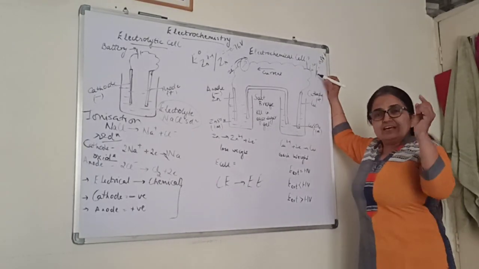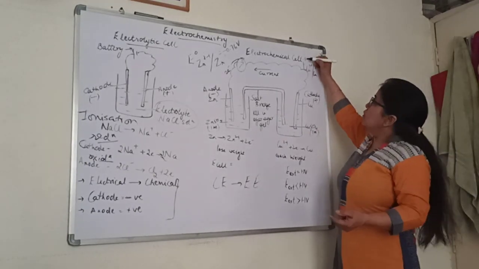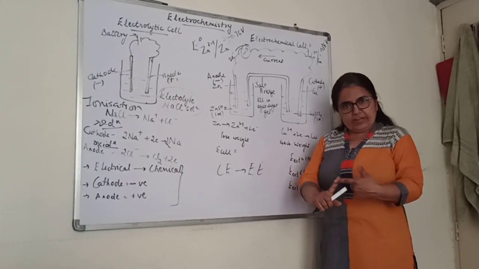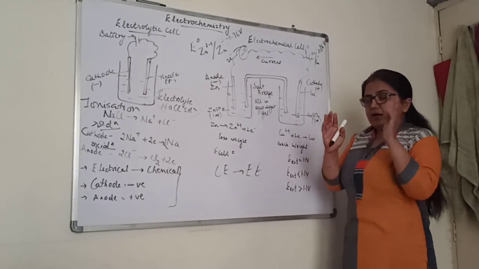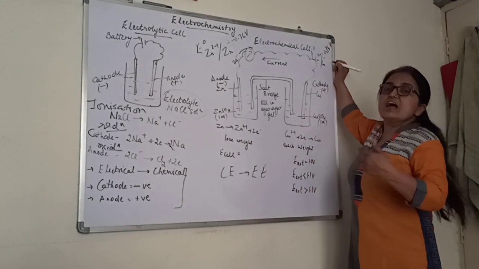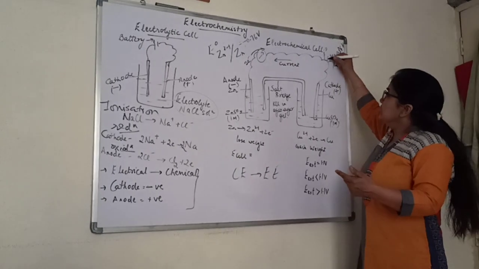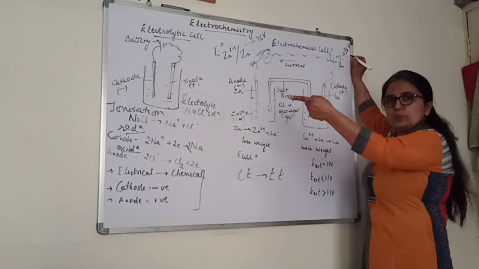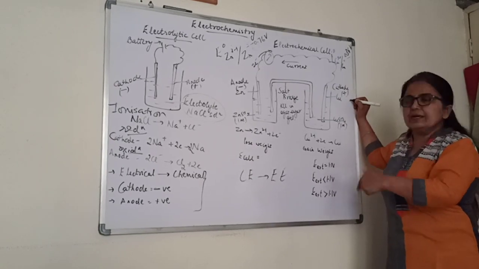How do we read this? Standard reduction potential of copper. Standard means, in 11th we have done that, 1 atmosphere pressure, 1 molar concentration and 25 degrees Celsius. Under these conditions, whatever electrode potential value is measured is called the standard value. And we have written it in terms of reduction, so it is Cu2+/Cu, and this is the value. Since zinc is more negative, zinc will act as anode, copper will act as cathode.